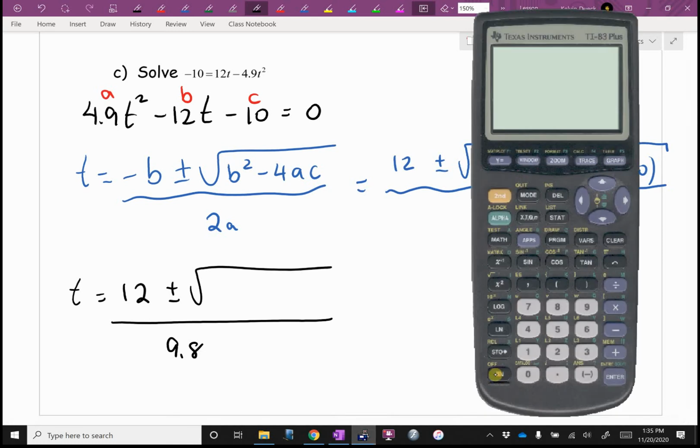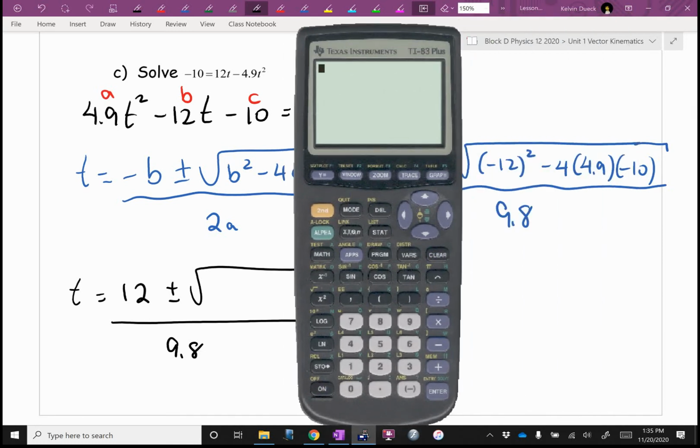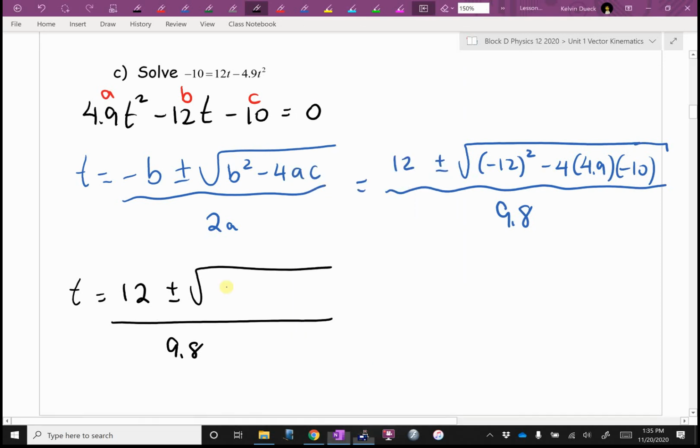And on my calculator, I would type either in brackets negative 12 close brackets squared, or again I might just type 12 squared because I know the negative is going to vanish, minus 4 times a times c. And I get inside the square root 340. If it was a yucky decimal, I would carry as many sig figs as I possibly could here.